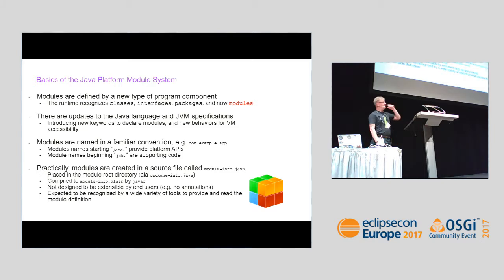Okay, so modules are a new type. So we've got classes, interfaces, packages, and now modules. It's a definition that you put into a file. It's called module-info.java. You end up compiling that with javac, just like any other Java program. It's put at your module root directory, very similar to if you had a package-info.java. So same type of idea.